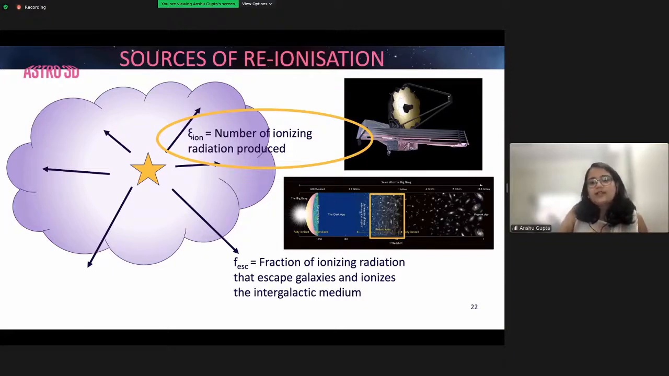But since during the Epoch of Reionization there's a lot of neutral hydrogen still surrounding the galaxies, we will never be able to measure how many of those ionizing radiations can escape the galaxy and go on to ionize the intergalactic medium, because all the neutral hydrogen that is in between us and the galaxies is just going to absorb those ionizing radiations. So what do we do?